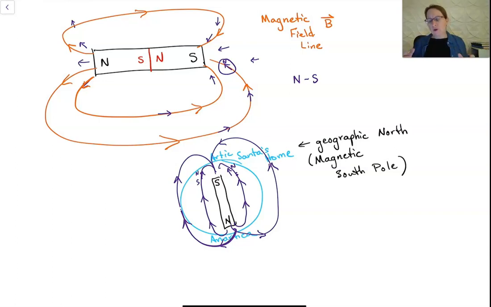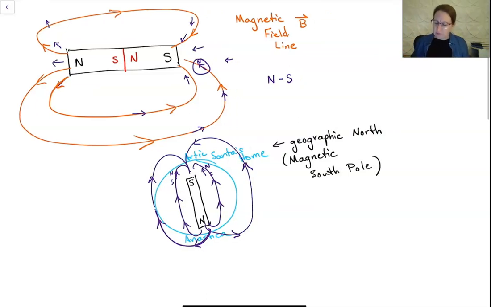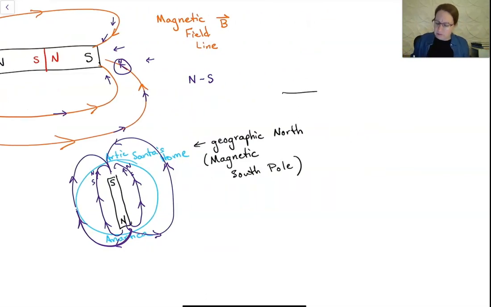Okay, so this is our description. What we know is that north points to south, south ends of magnets point towards each other, and north poles repel each other. So if I took two magnets like this, I put a north and a south, and then I bring a second magnet, a north and a north.